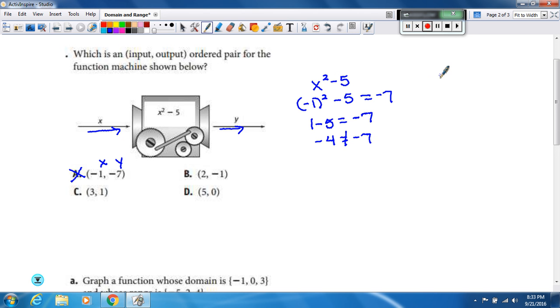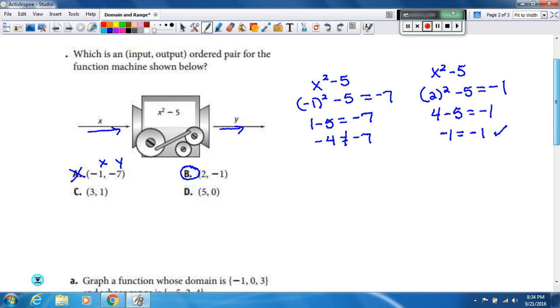So then let's try B. Same thing, X squared minus 5. We are inputting a 2. Everything else stays. We want the output to be a -1. So 2 times 2 is 4. 4 and a -5 is a -1. So -1 equals -1. We just found the answer. The answer is B.